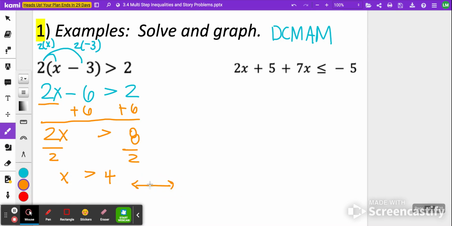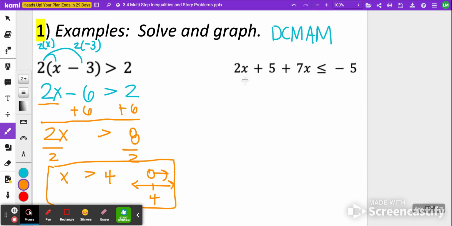Just a quick graph for these. I'm not going to go into detail about graphing here. If you needed to practice graphing, that's back from 3.1 and 3.2, maybe in a little bit of 3.3. That would be an open circle pointing to the right. So those would be your two answers.